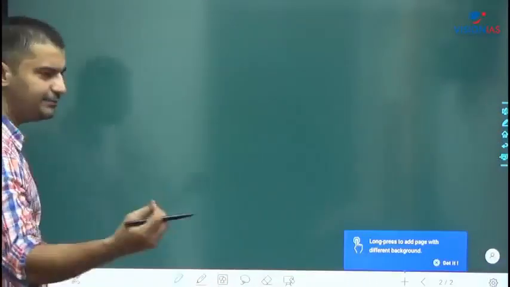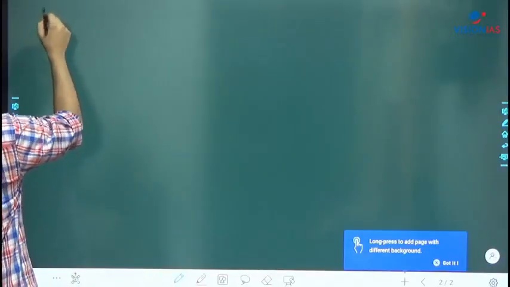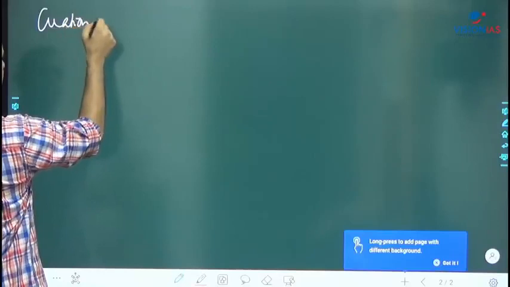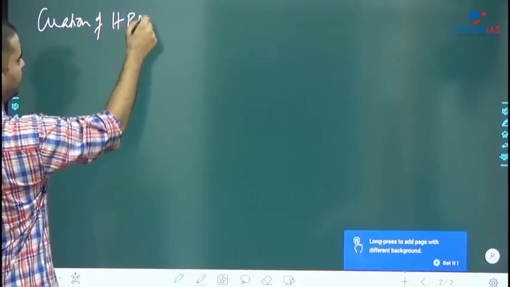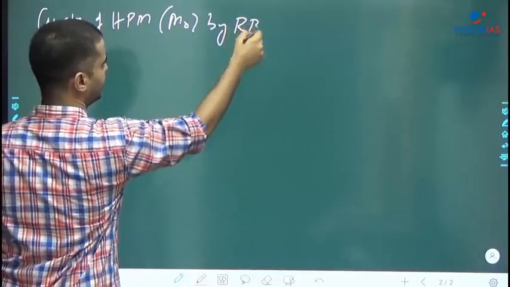So we have discussed creation of high powered money by RBI. ये हमने डिस्कस किया है. We have discussed creation of high powered money, that is M0, by RBI. RBI creates this money.